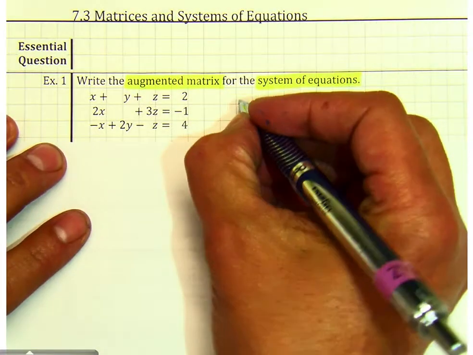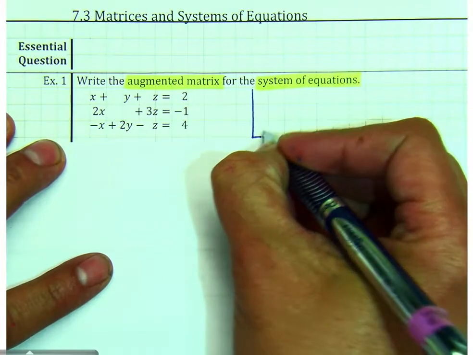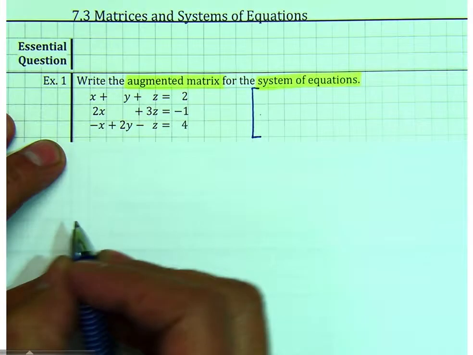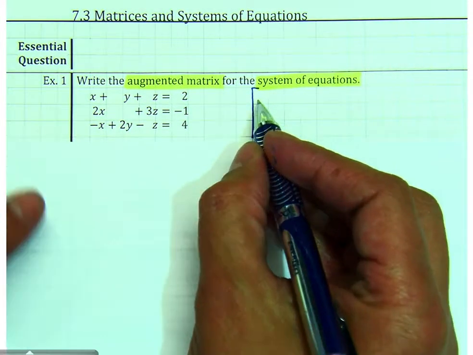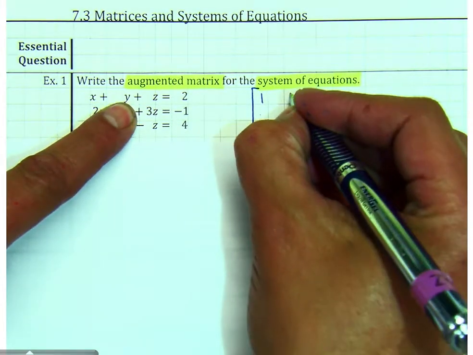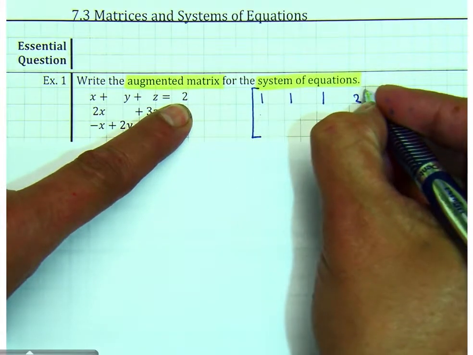So first we are going to place a matrix symbol, so just a bracket, and I'm leaving 3 spaces because we have 3 different equations. And I'm just going to write down the coefficients. So the coefficient for the first x is 1, for the y is 1, for the z is 1, and we have a 2. And now I can close it.